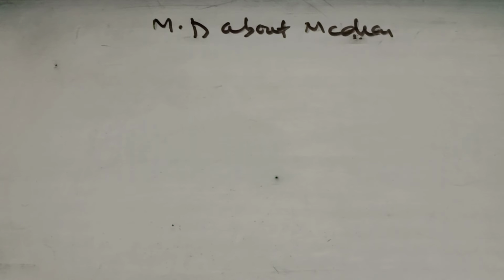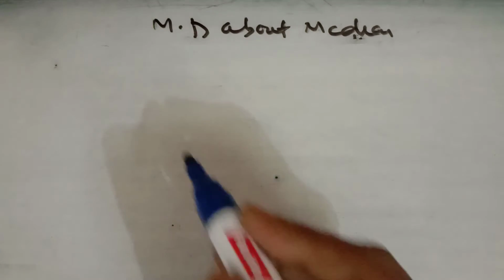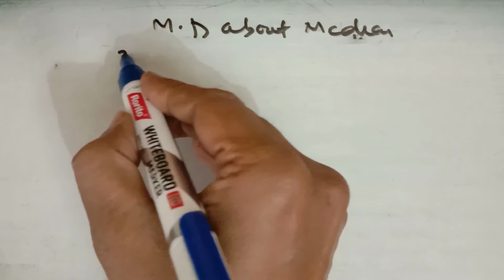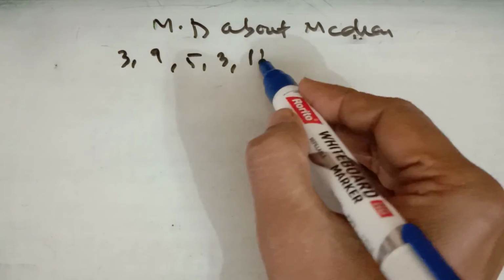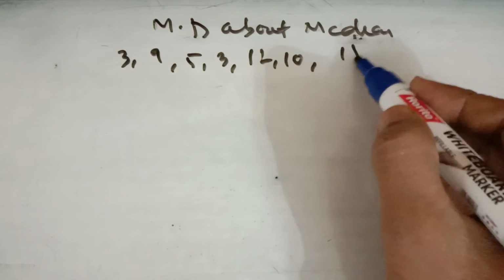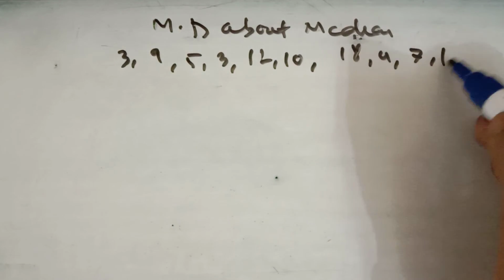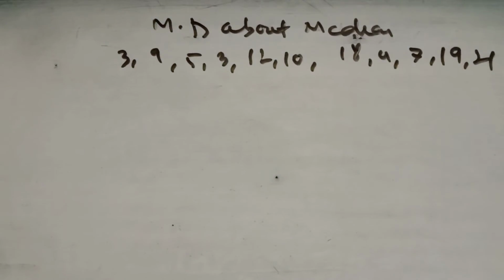So let us take an example. You have to find the mean deviation about the median. Let us take this data: 3, 9, 5, 3, 12, 10, 18, 4, 7, 19 and 21. You have to find the mean deviation about the median.